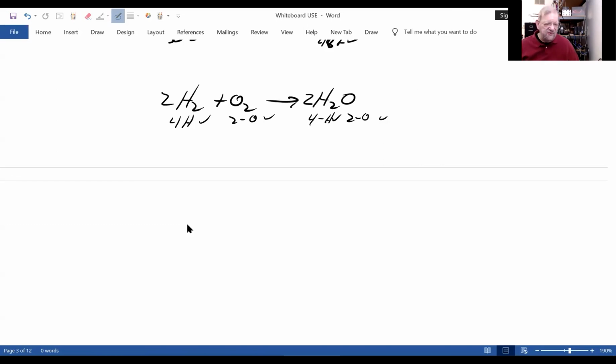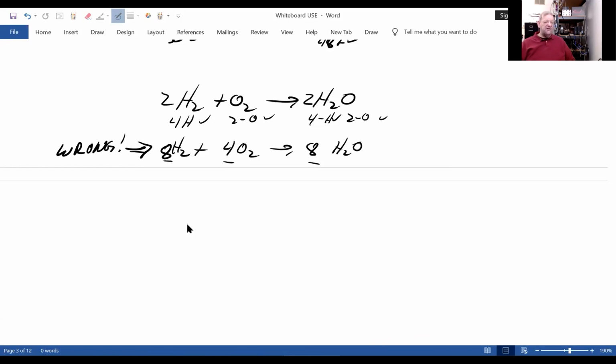Now, I could have also written this, and technically this would balance out, but the chemical convention is you always use the lowest multiples of the coefficient. So if you can divide all the coefficients by one number and still get a whole number, you should. This would be the wrong answer on a test or in chemistry in general, and this would be the correct one. Why?